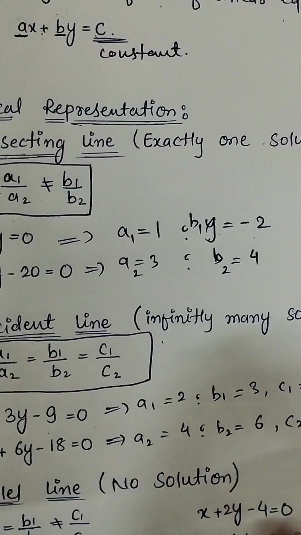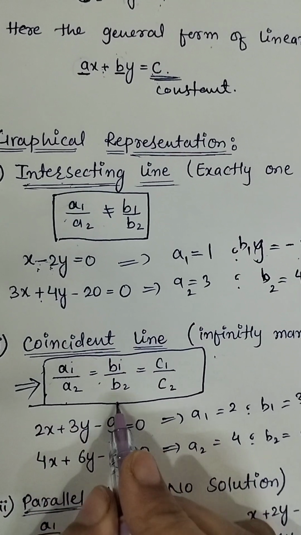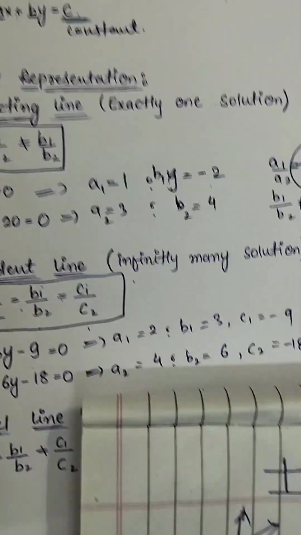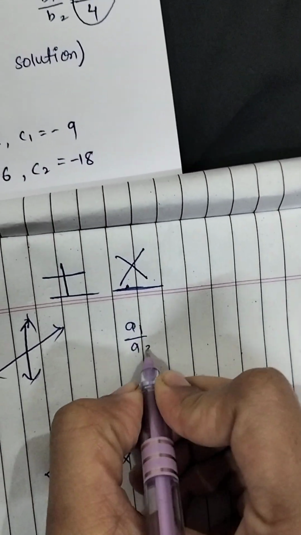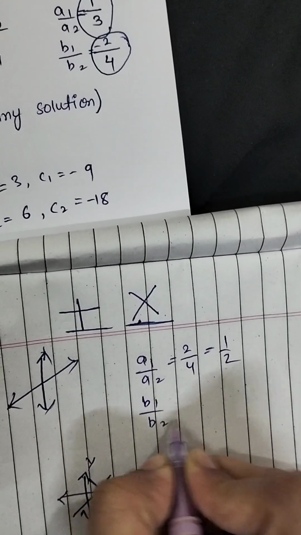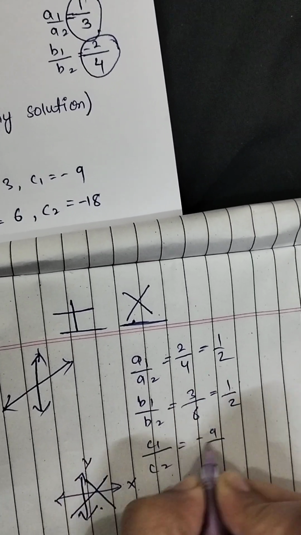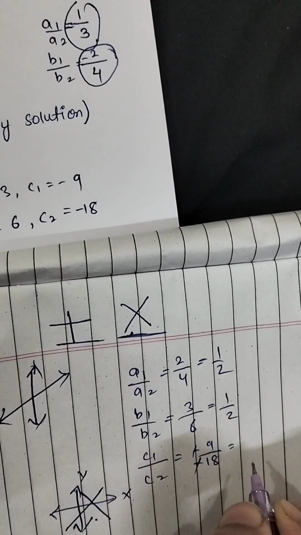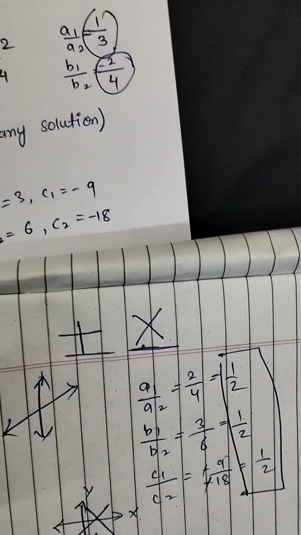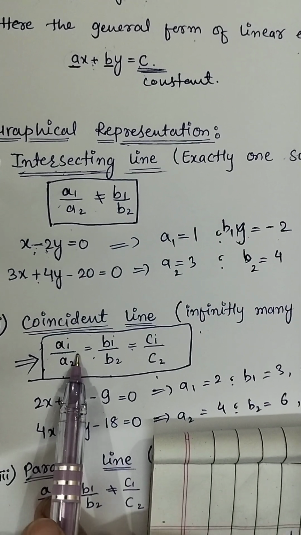Now we know that we have this type of solution, a1 by a2 equal to b1 by b2 equal to c1 by c2. We have to prove that. a1 by a2 is 2 by 4, which is 1 by 2. b1 by b2 is 3 by 6, which is 1 by 2. c1 by c2 is minus 9 by minus 18; the minus cancels in numerator and denominator, giving 1 by 2. All are 1 by 2. Are they equal? Yes, they are equal. So the coincident lines satisfy the condition a1 by a2 equal to b1 by b2 equal to c1 by c2.